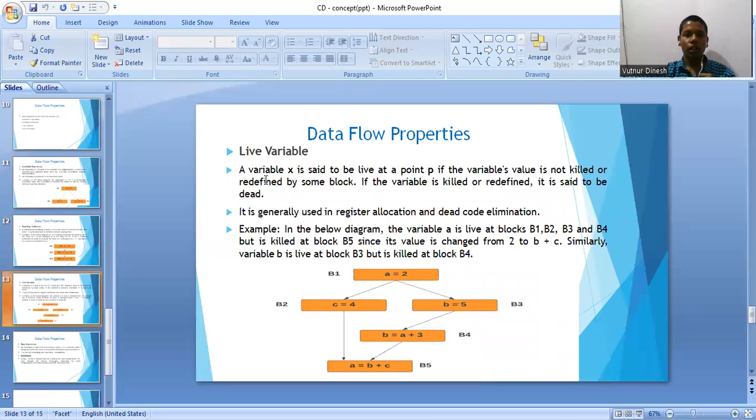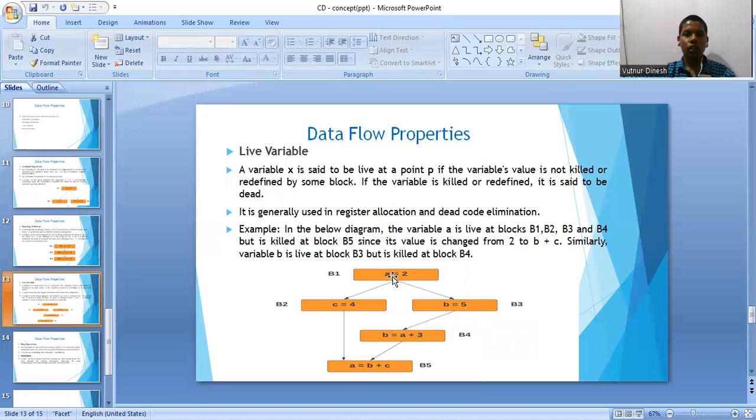Live variable. A live variable X is said to be live at a point P if the variable's value is not killed or redefined by the same block. If the variable is killed or redefined, it is said to be dead. It is generally used in register allocation and dead code elimination. Example, in the below diagram, the variable A is live at blocks B1, B2, B3, and B4, but is killed at block B5 since its value is changed from 2 to b plus c. Similarly, variable B is live at block B3, but is killed at block B4.